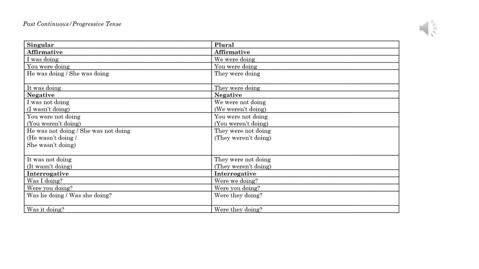Past continuous or progressive tense. Affirmative. I was doing. You were doing. He was doing. She was doing. It was doing. We were doing. You were doing. They were doing.